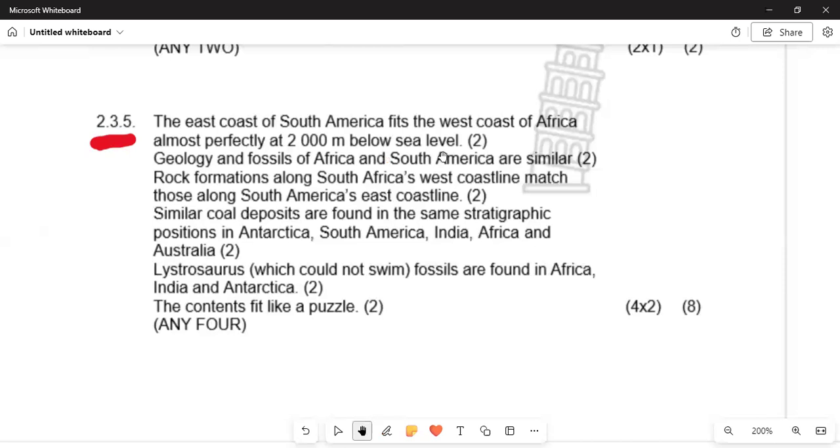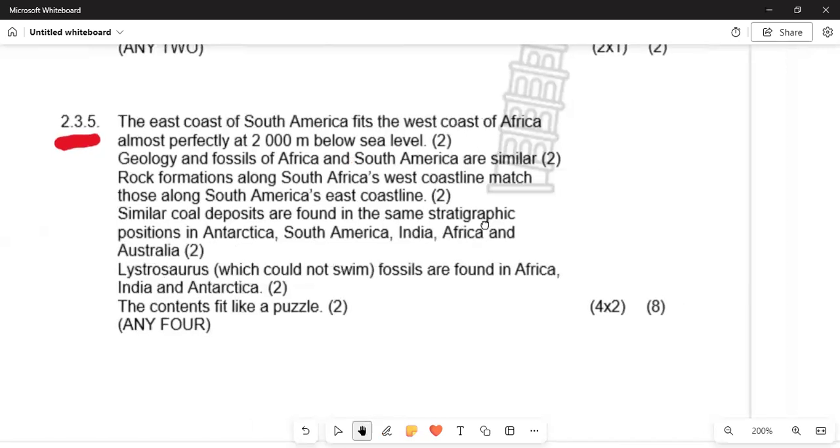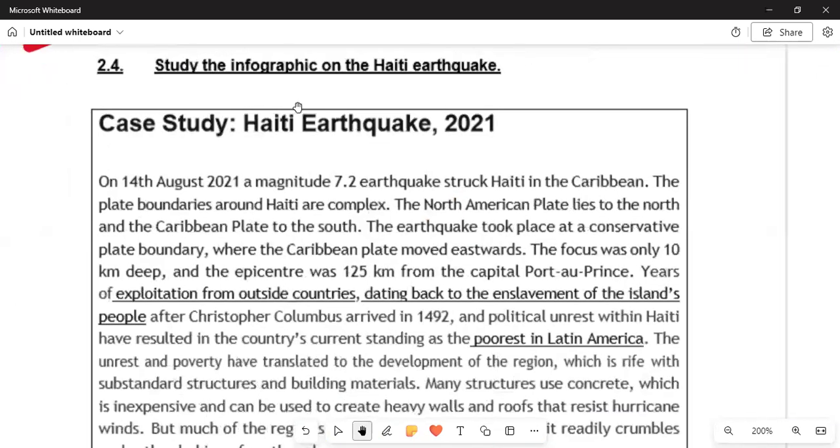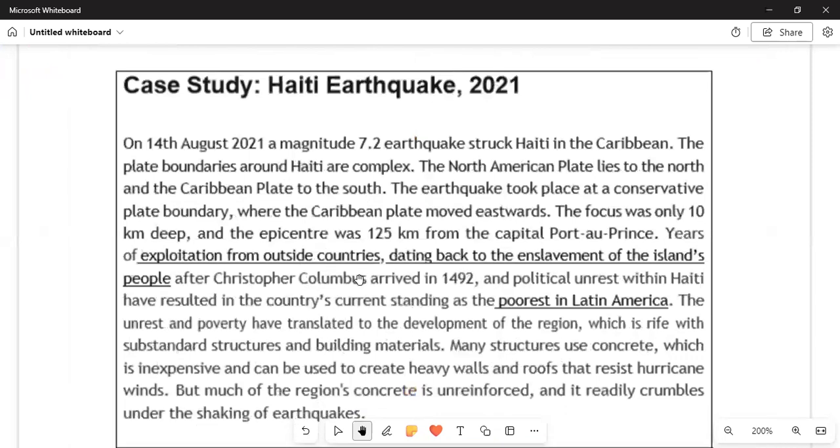Last one, we have a case study in terms of the infographic on the Haiti earthquake. The case study was written on the 14th of August 2021. A magnitude 7.2 earthquake struck; the North American plate lies to the north and the Caribbean plate to the south. The earthquake took place at a conservative plate boundary where the Caribbean plate moved eastwards. The focus was only 10 kilometers deep. So these are the keywords that we need to understand. The earthquake occurred, and the epicenter was 125 kilometers from the capital, Port-au-Prince.